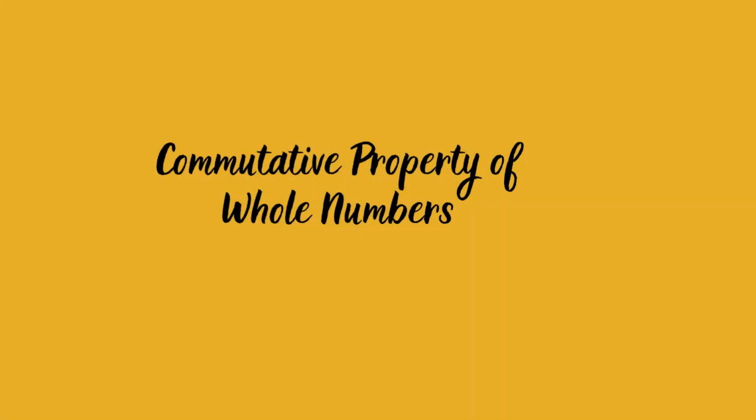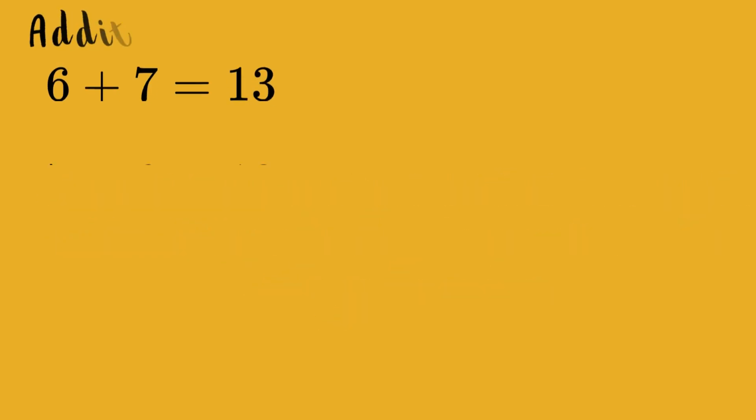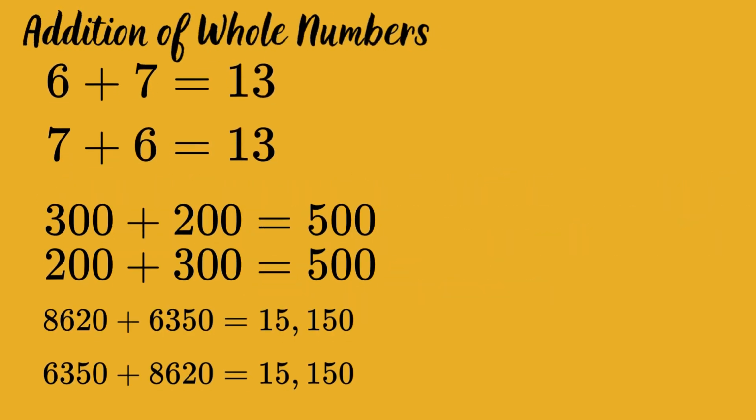Welcome to today's maths video on commutative property of whole numbers. Commutative property states that changing the order of numbers while performing the operation does not change the answer. Let's look at the commutative property for addition of whole numbers.